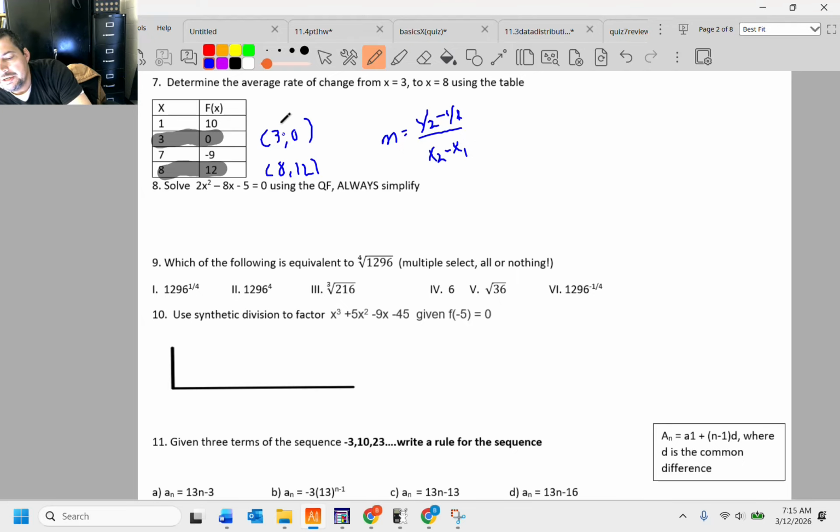So the difference in y here is going to be 12 minus 0. Notice I'm working bottom up. I got to stay that way over 8 minus 3. And that's just going to be 12 over 5. And that's just where I stop. Don't do anything with that.